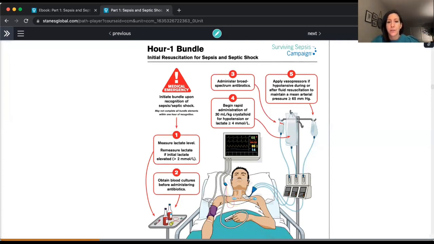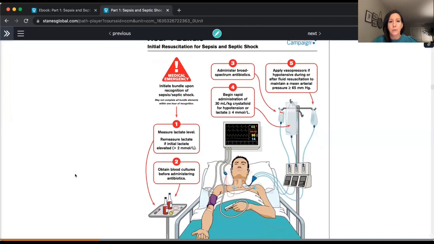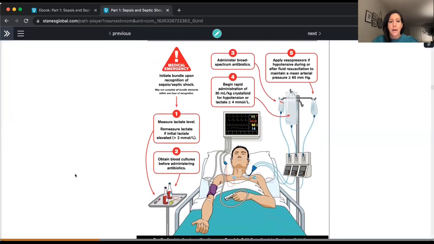Excellent. Thanks so much, Dr. Meem. I think you made a great point that even though you do number 4, which is to begin the rapid administration of 30 milliliters per kilogram of crystalloid, you don't stop there. You continuously reassess your patient to see if they are volume responsive. We'll talk a little more about that, but recognizing that this is a medical emergency, and that it's time sensitive or time critical, is one of the big points.